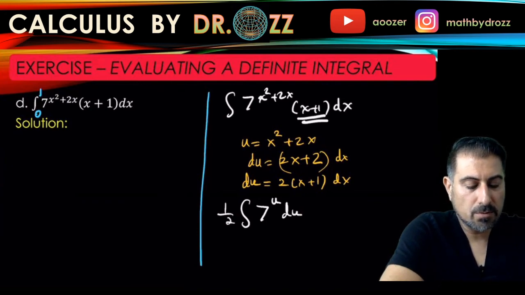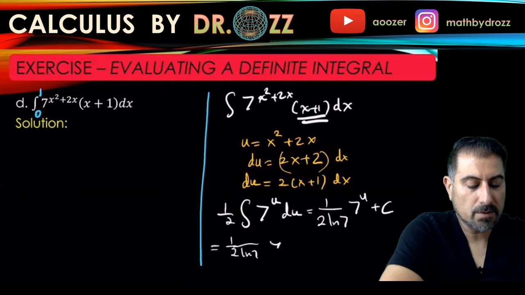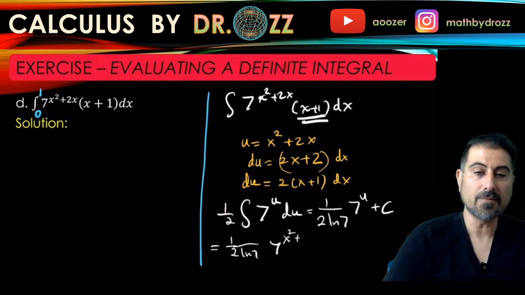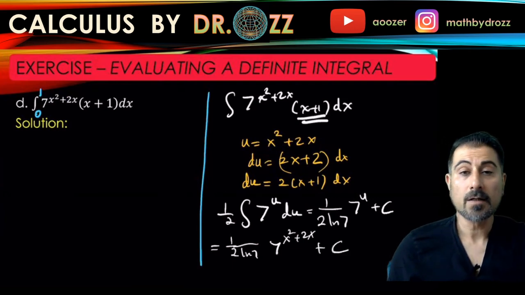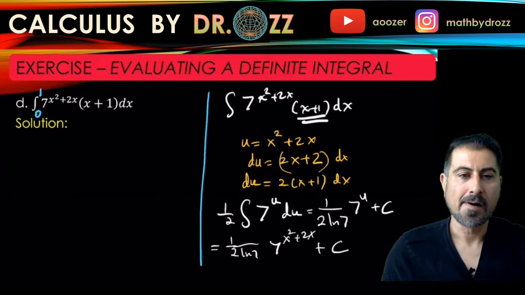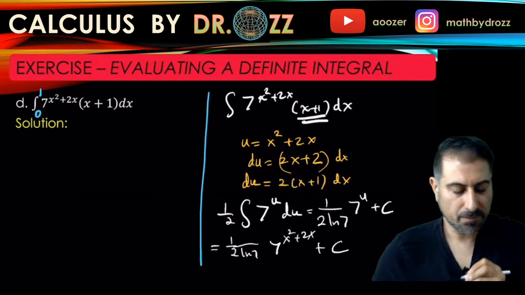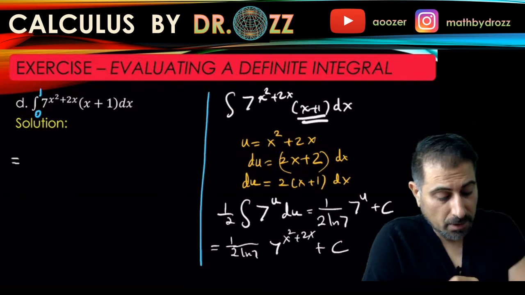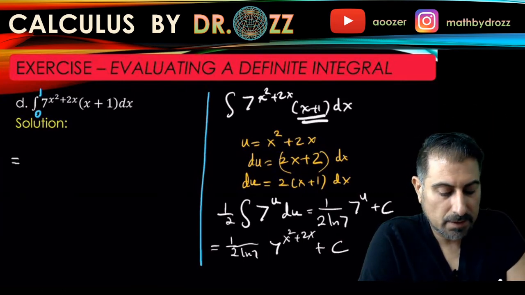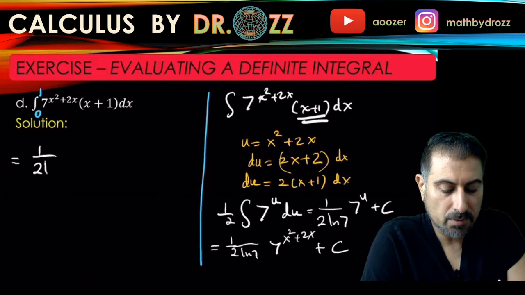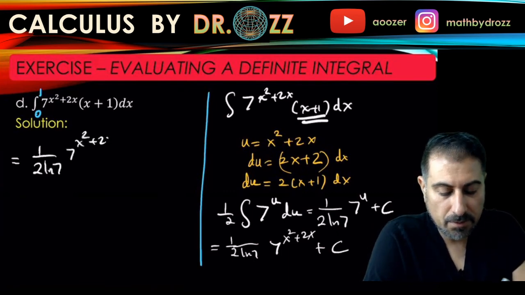So 1 over 2 ln 7 to the u plus c is the integral of this term. And putting u back here, 7 to the power of x squared plus 2x plus c is the final output of the indefinite integral. All right, so let's go back and write down the definite integral here by using the fundamental theorem of calculus. So 1 over 2 ln 7, 7 to the power of x squared plus 2x without c, obviously, from 0 to 1.